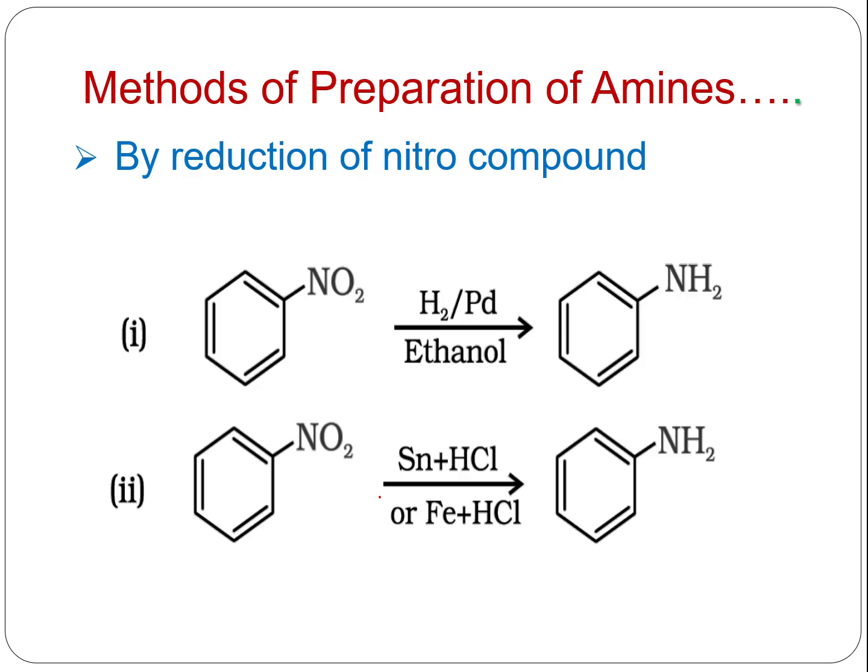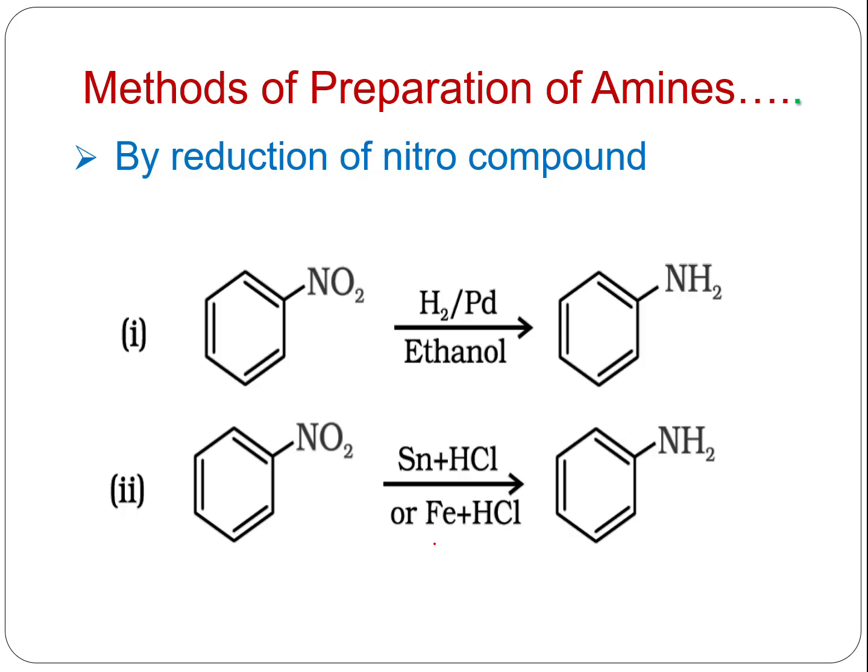The methods of preparation, coming to the first one: nitrobenzene is reduced to aniline, either by catalytic hydrogenation in the presence of ethanol, or by tin in the presence of HCl, or by iron in the presence of HCl. In this method, the reduction of the nitro group is taking place and it is forming the amine.